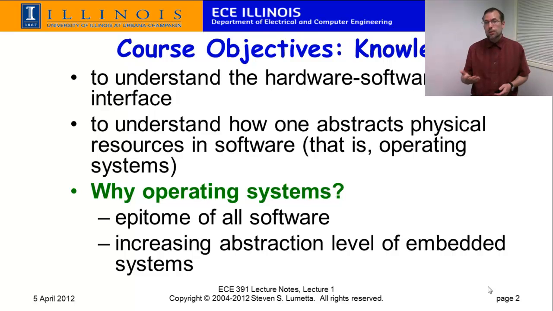Today, the processors in your automobile are probably not running operating systems. In 5 years, all of them probably will be. As we move forward, more and more embedded systems are using operating systems, and for that reason, it's important that everyone who's going to work in electrical and computer engineering actually has some understanding of what the operating system is, what it does, how it controls the interactions between hardware and software. So that's the second goal.